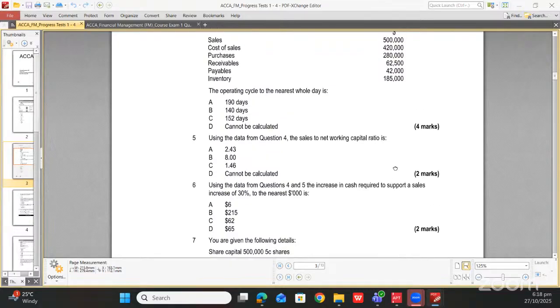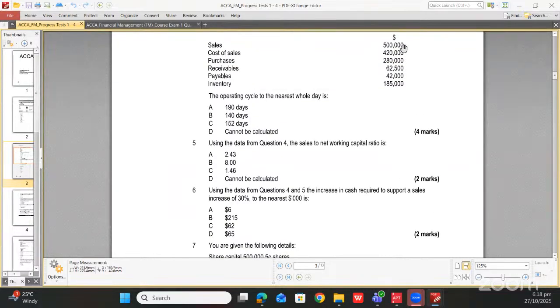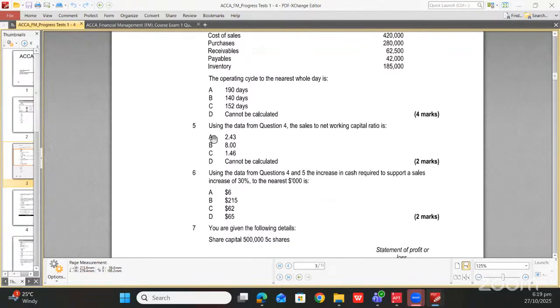What is sales? Sales was 500,000. What is 30% of sales? 150,000, right? 30% of 500,000 is 150,000. So if the sales increase by 150,000, you need additional cash of what? 150,000 over the 2.43, because the ratio is 2.43, meaning that whatever the working capital, you multiply the working capital by 2.43 and you can know how much the sales is, because the formula is connected.